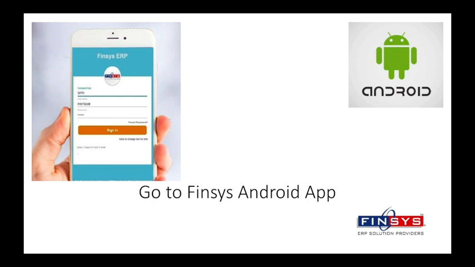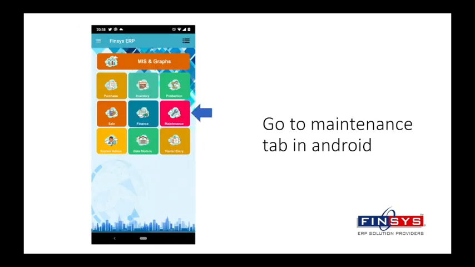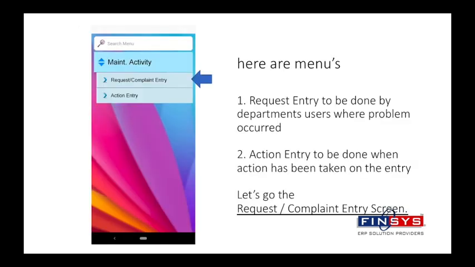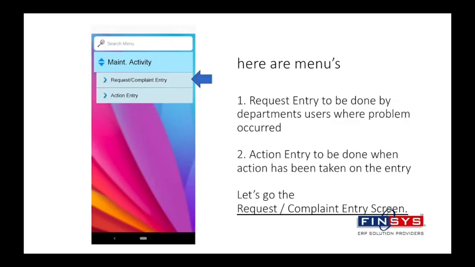So here is the Finsys screen. You log in as normal. Go into the maintenance area and book your complaint. Simple two buttons, put a complaint or take action. So a complaint is entered either by maintenance or by the production people, and action is done by the maintenance usually.